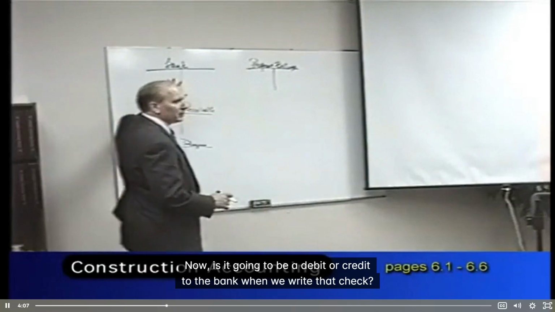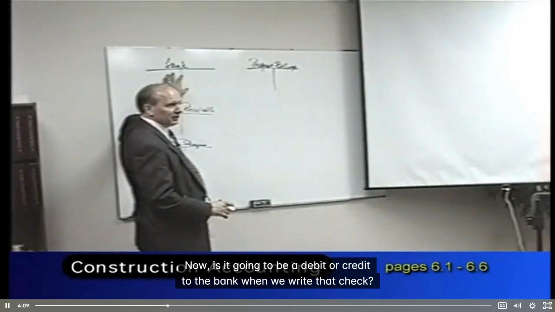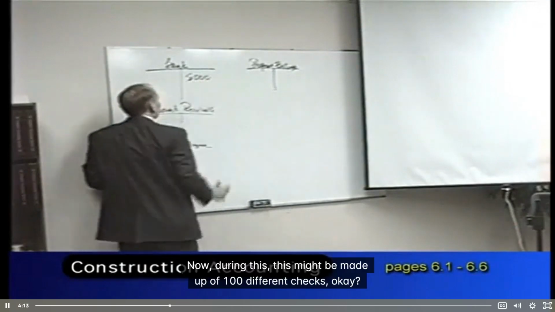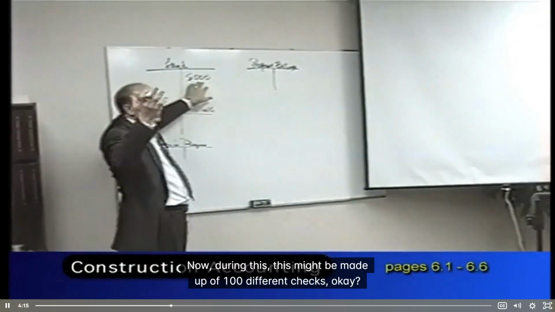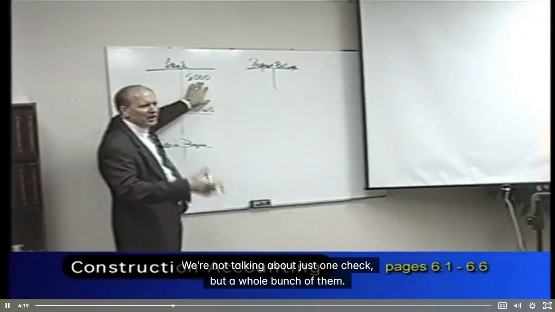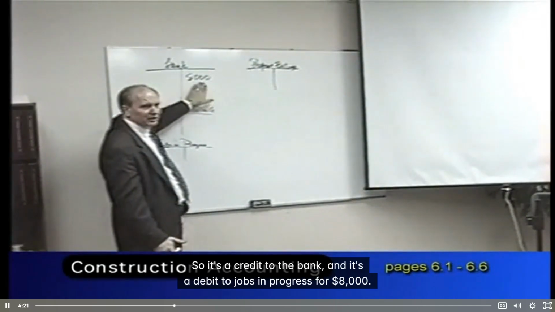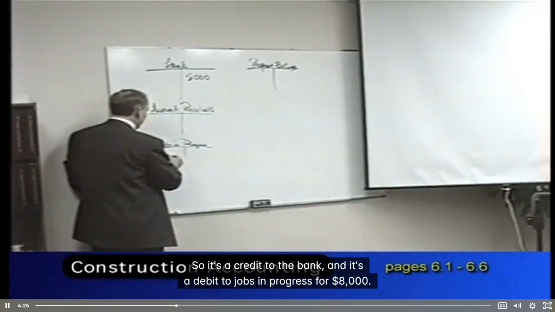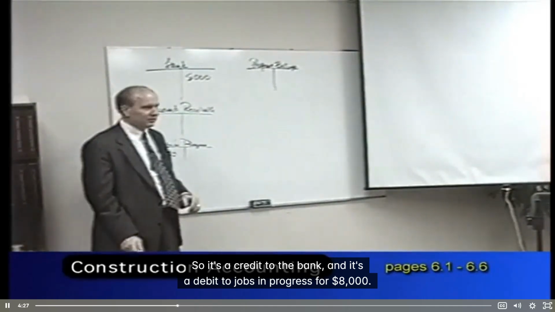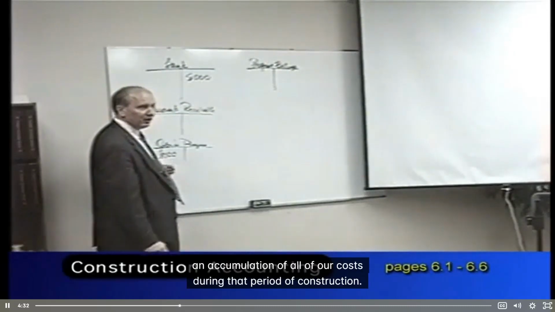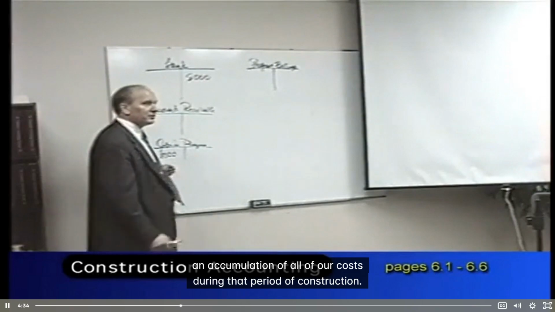Now, is it going to be a debit or credit to the bank when we write that check? Credit to the bank. Now, this might be made up of 100 different checks. We're not talking about just one check, but a whole bunch of them. So it's a credit to the bank and a debit to jobs in progress for $8,000. Now this was an accumulation of all of our costs during that period of construction.